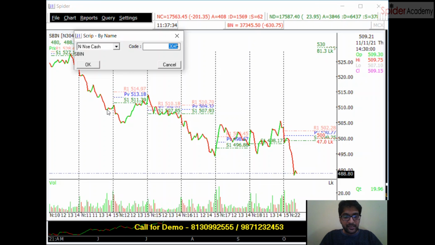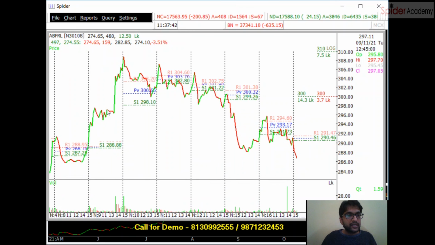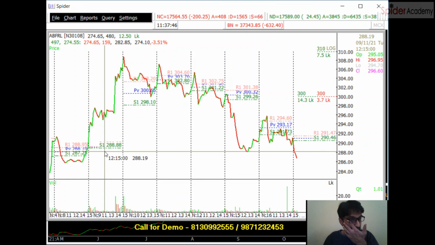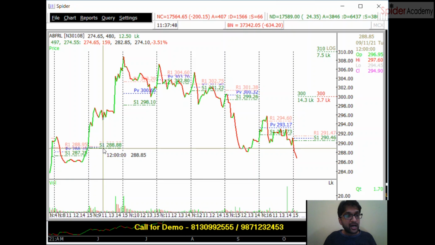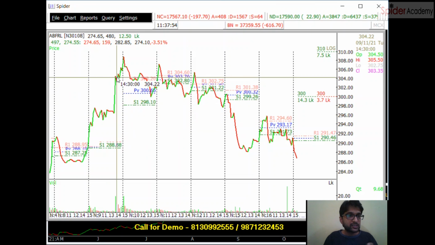Let's take another example, like ABFRL. In ABFRL, you can see on 9th of November the S1 and R1 overlapped each other, and see the momentum in the intraday. It has given huge momentum for intraday purposes, and anybody can take that particular stock for trading on that same day.